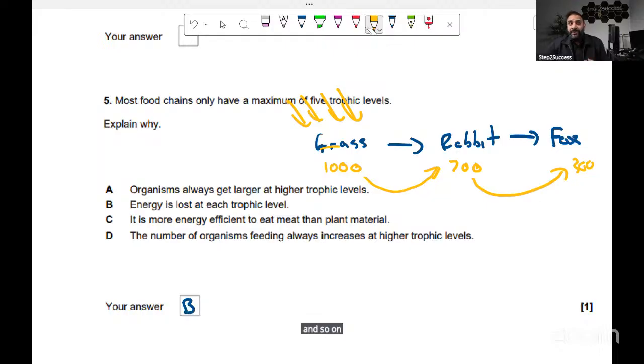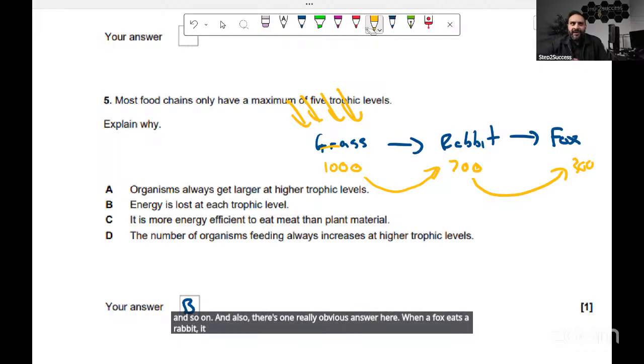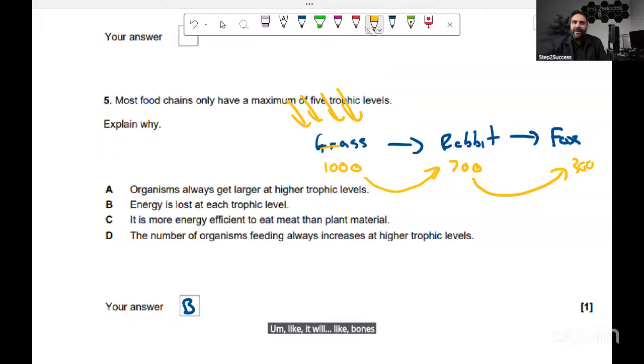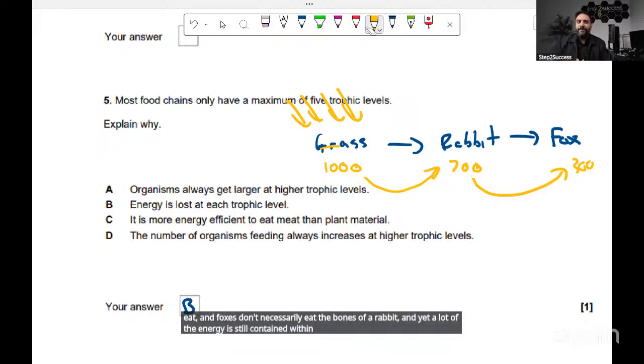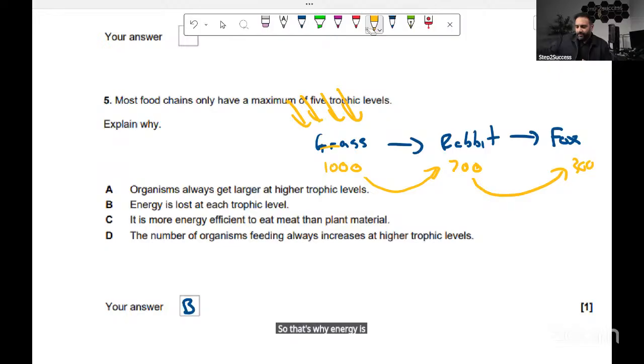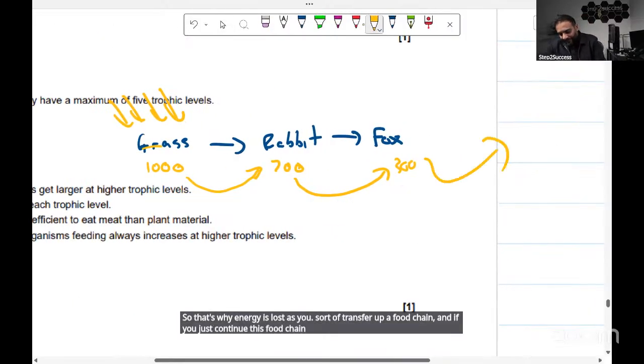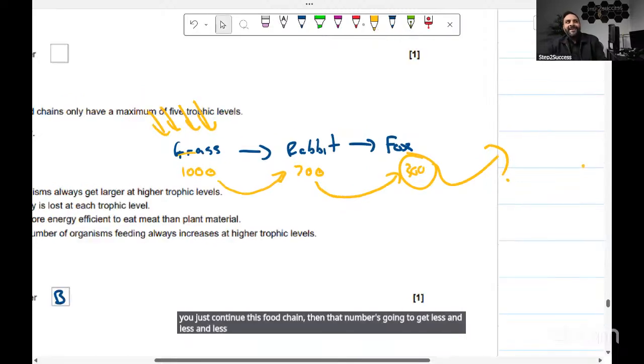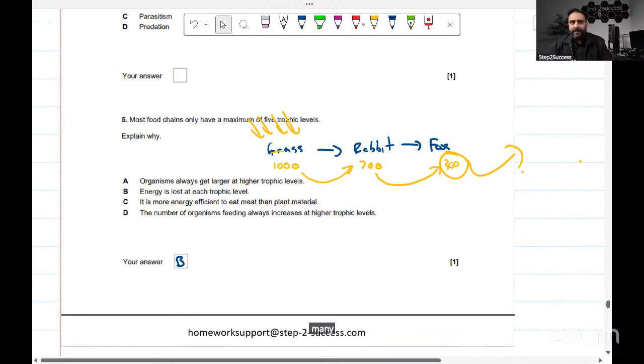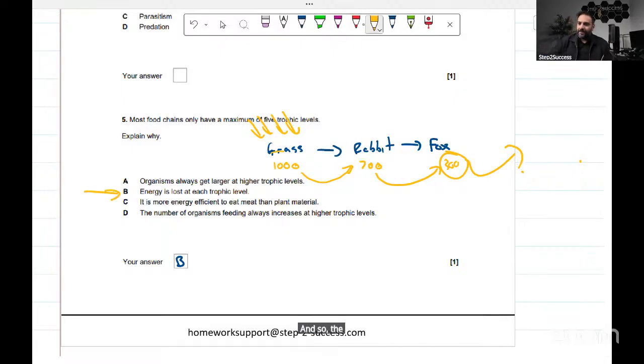And also, there's one really obvious answer here. When a fox eats a rabbit, it tends not to eat all of it. Like bones, for example, we don't eat, and foxes don't necessarily eat the bones of a rabbit. And yet a lot of the energy is still contained within those things as well. So that's why energy is lost as you transfer up a food chain. And if you just continue this food chain, then that number is going to get less and less. So there's a limit to how many levels there can be, because at the end there's just nothing left. And so the answer is that energy is lost at each trophic level.